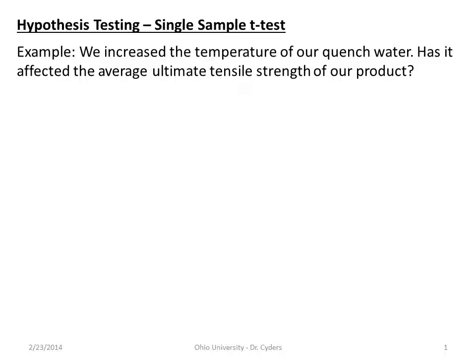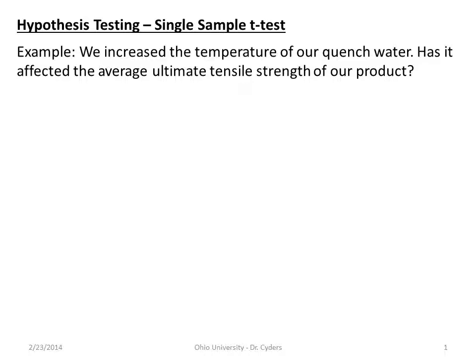So in this example, let's say we increase the temperature of our quench water a little bit, and we want to know whether it affected the average ultimate tensile strength of the product that we're making. In this case, the way that we've structured this question, a change either positive or negative would denote a difference that we're interested in demonstrating. Therefore, we're going to use a two-tailed t-test because it could go either way.